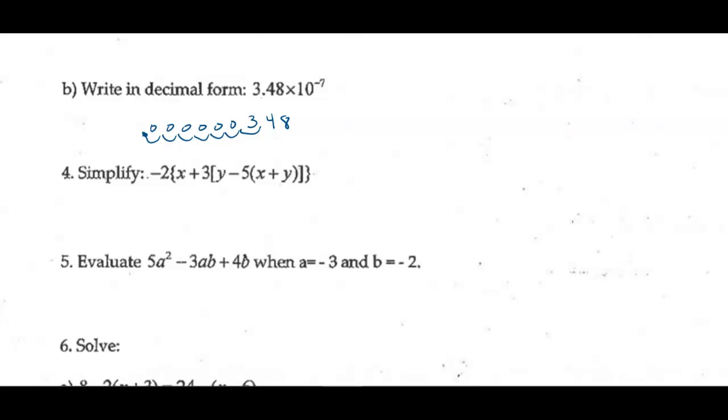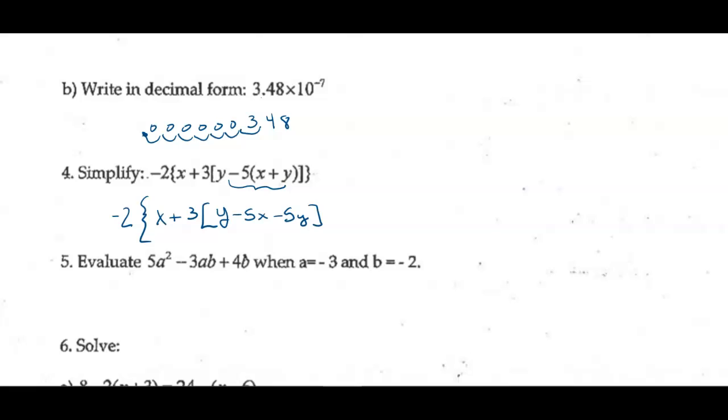Simplifying an expression, always work on the inside first. All right, leave the -2. We are not doing anything with that yet. We're not doing anything with the x plus 3. We're going to do this bracket first. Inside the bracket, we have to do that parenthesis. So we get y minus 5x minus 5y.